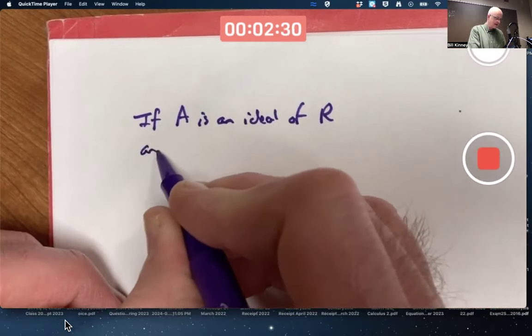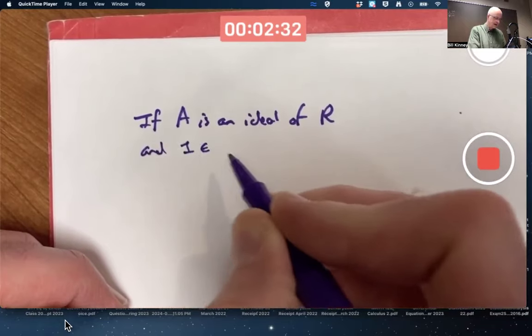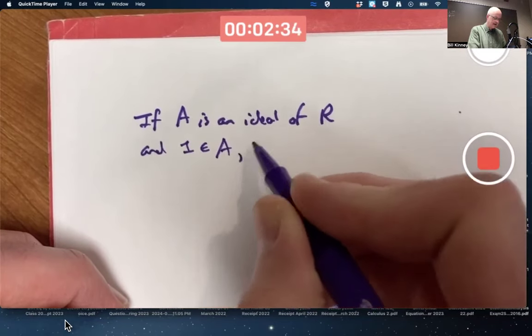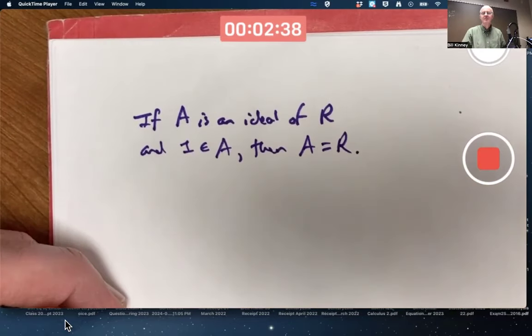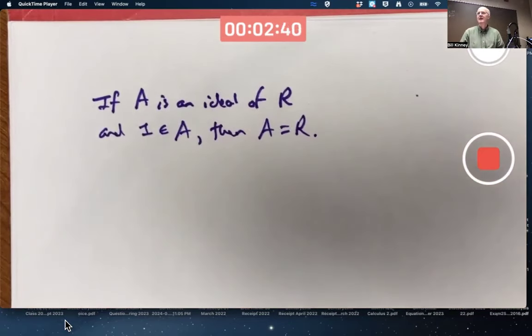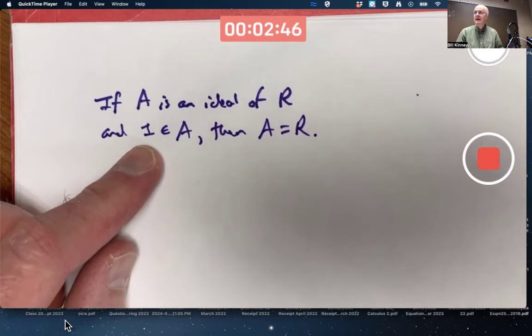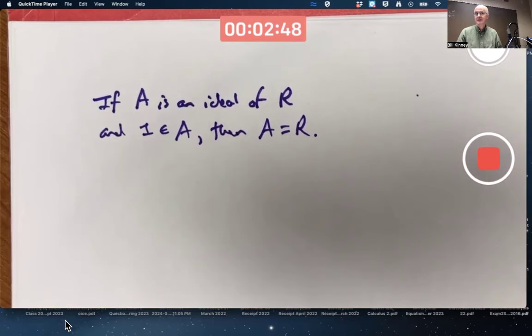And one, the unity, is in A. The conclusion is that A equals R. In other words, the only non-trivial ideal of R containing the unity is R itself. Well, actually, that would be a non-proper ideal, but it's also non-trivial if R itself is non-trivial.